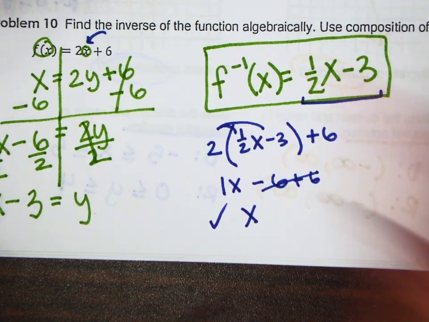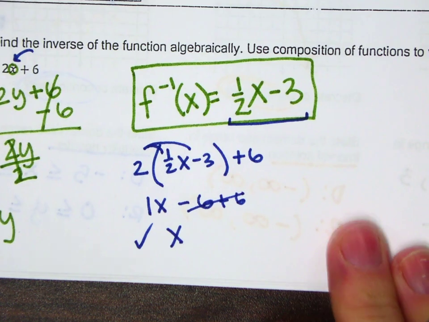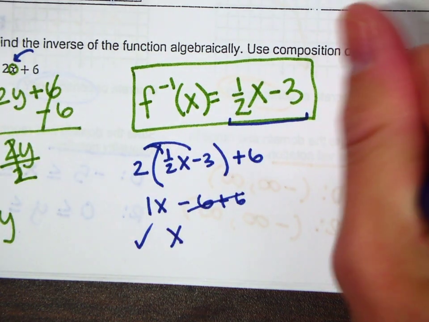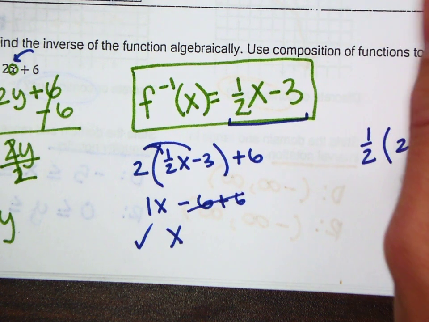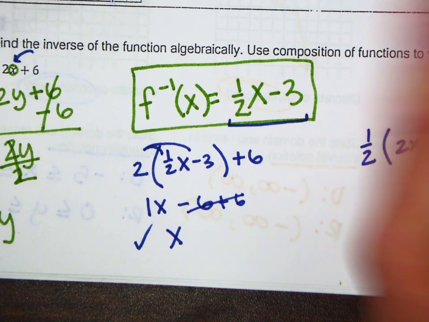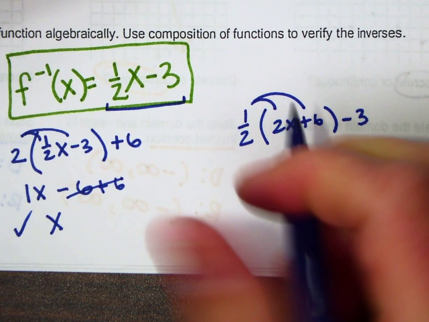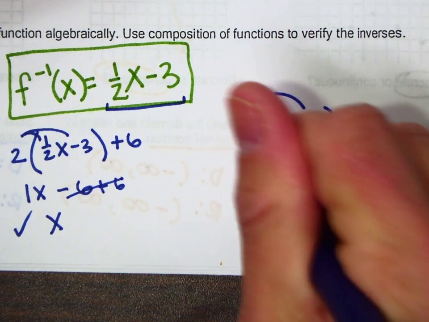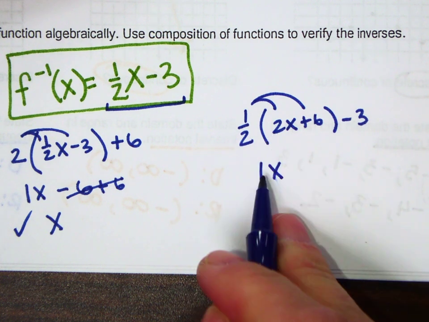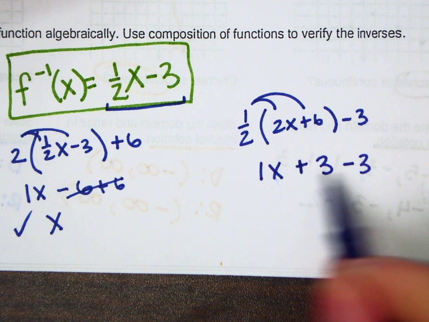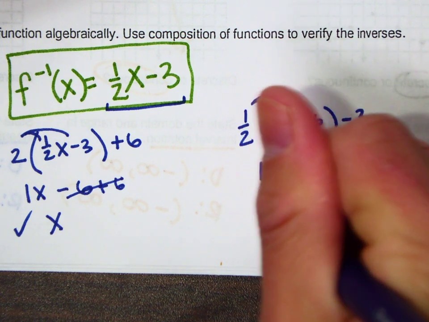So if you're left with plain old x, that means you probably got the right inverse, and you can do the same. You could put f into the inverse, right? 1/2 times (2x plus 6) minus 3. Distribute. So kind of same thing, 1/2 times 2 is 1x, 1/2 times 6 is 3. 3 minus 3 cancels, and you're just left with x.